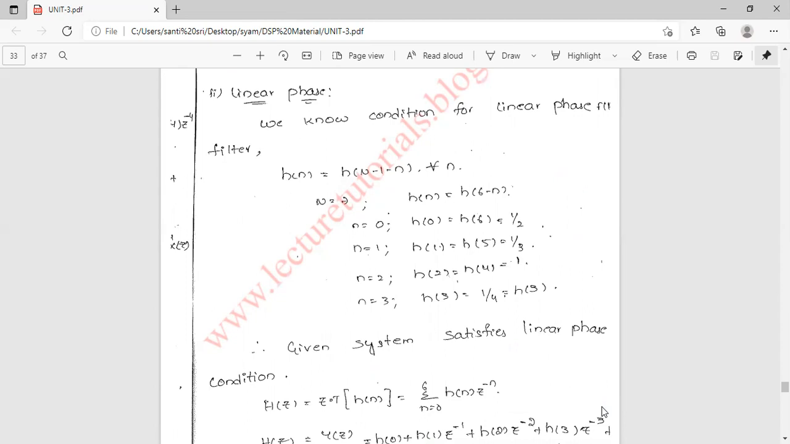If n is 0, then h of 0 will become h of 6. If n is 1, h of 1 will become h of 5. If n is 2, h of 2 will become h of 4. And if n is 3, h of 3 will become h of 3, which is 1 by 4. The given system satisfies the linear phase condition.